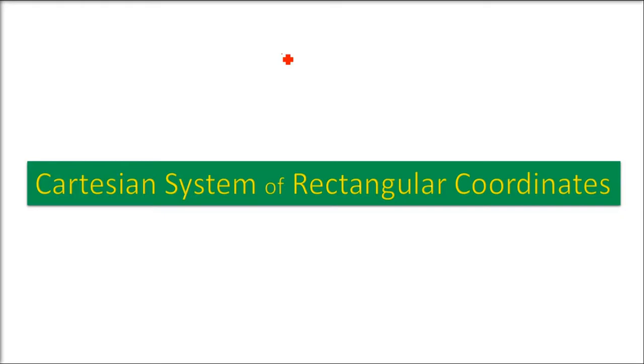Brief review of Cartesian system of rectangular coordinates. We are discussing the Cartesian system of rectangular coordinates and Cartesian systems. So Cartesian coordinate system, what is it? We write it as Cartesian, right? Now this is a rectangular coordinate axis system. How do we make it?